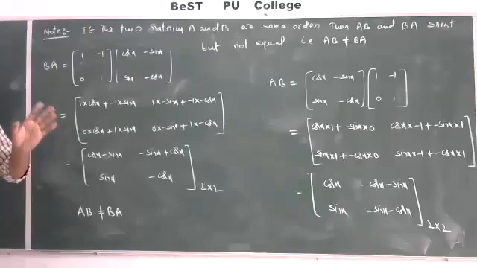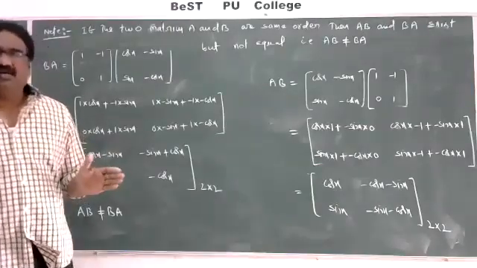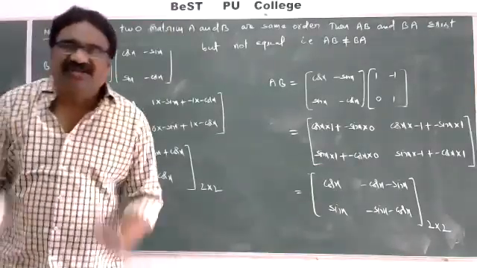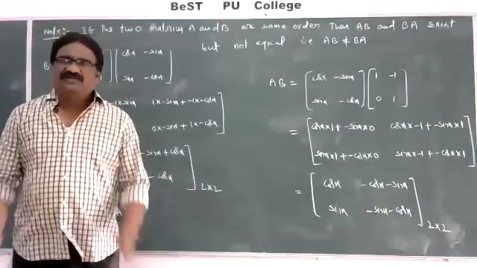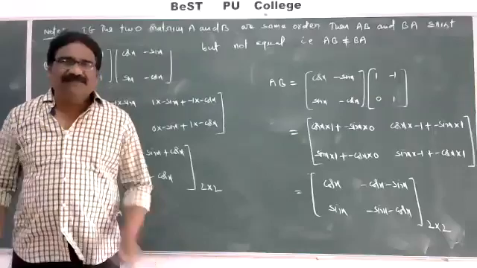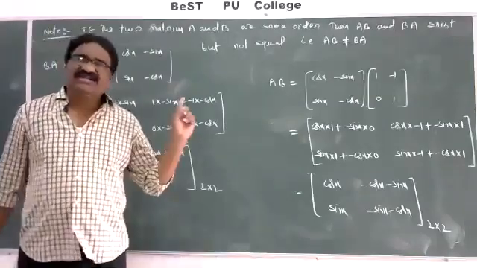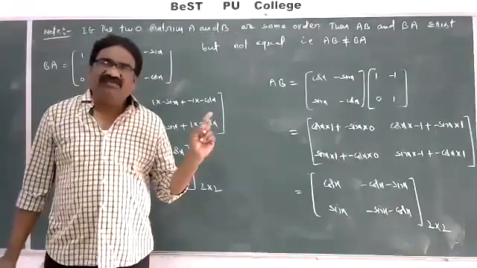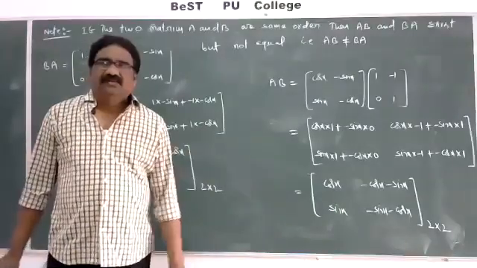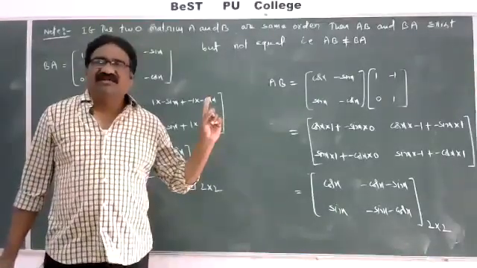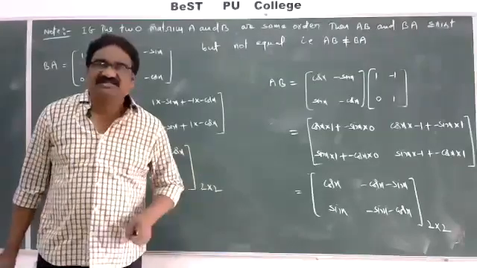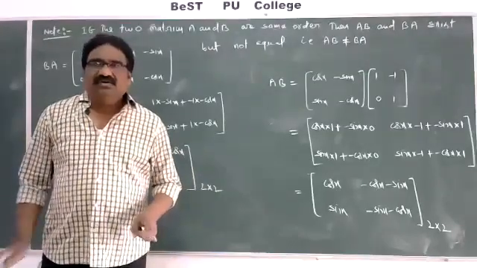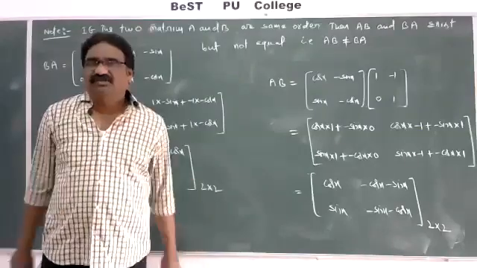So I think you understood the working process of multiplication. Addition everyone can do. Subtraction everyone can do. That is simple. But multiplication you must do very carefully. That is the working process of multiplication. You can practice more problems on multiplication. You should not get confused. Okay.